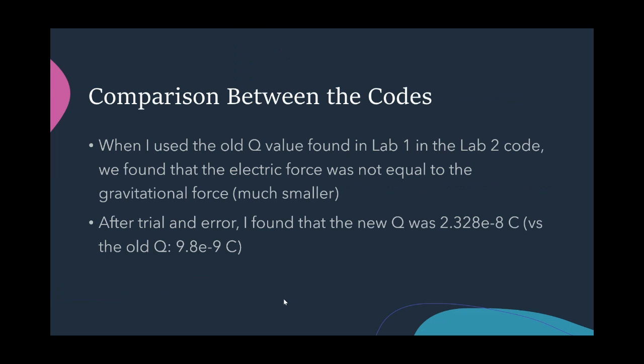Some comparisons between the codes. I found out that when I used the old Q value from Lab 1 in the Lab 2 code, the electric force was not equal to the gravitational force. In fact, it was much smaller. After trial and error, I found that the new Q was 2.328e-8 coulombs versus the old charge, which was 9.8e-9 coulombs. As you can see, it is much larger than the original charge that I found in Lab 1.